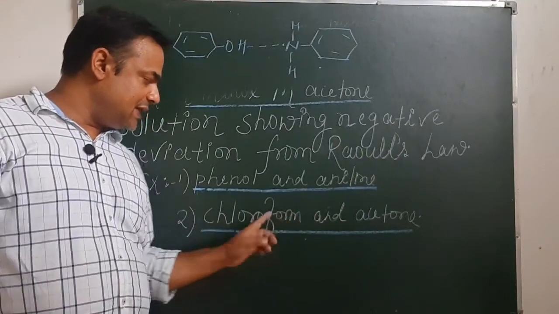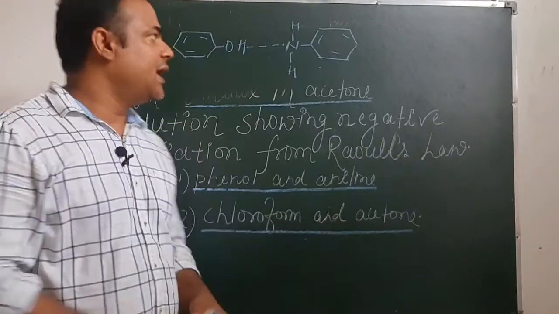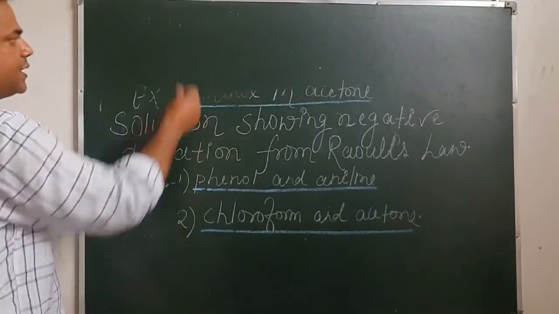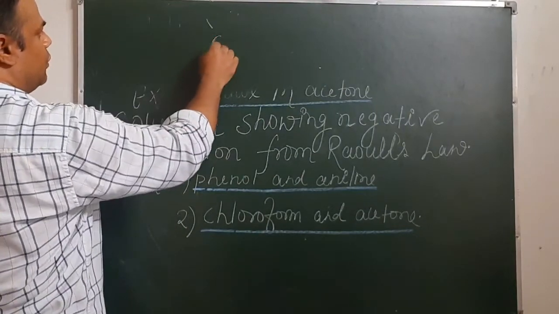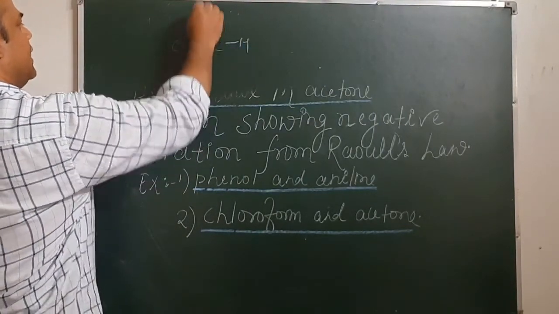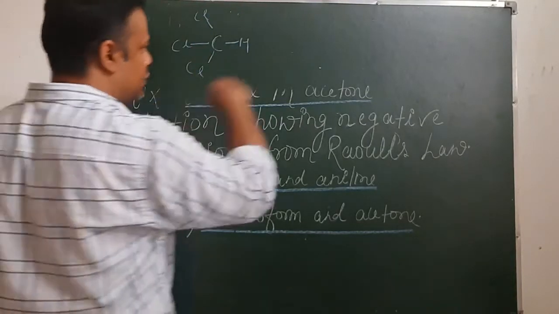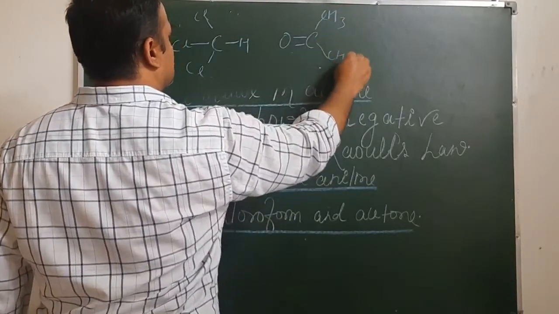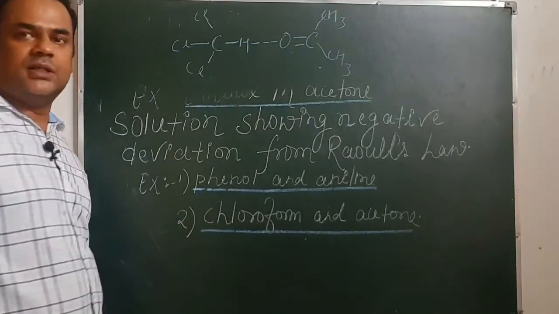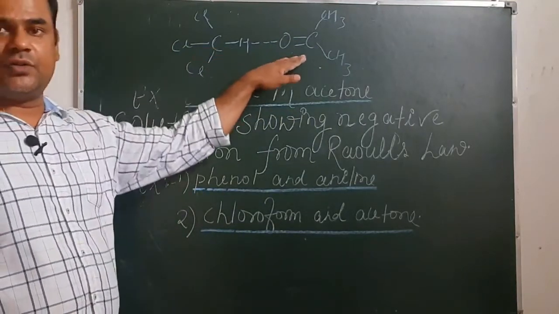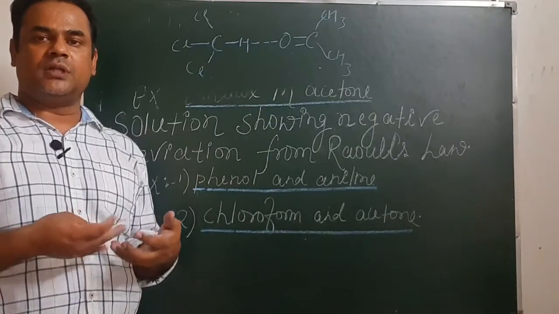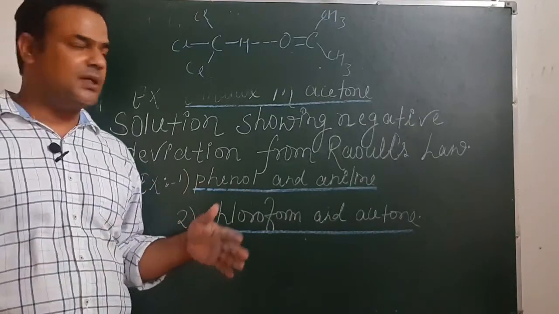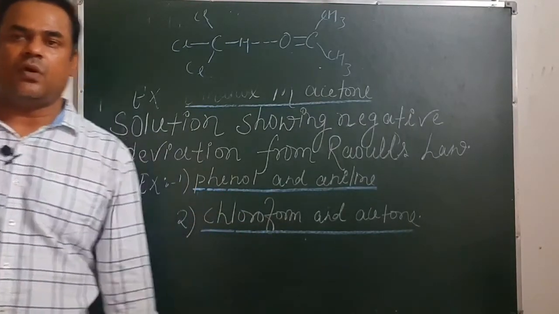But if we mix them together, then hydrogen bonding takes place between chloroform and acetone, and due to this hydrogen bonding, the intermolecular force of attraction becomes very strong. If we see chloroform, this is chloroform, hydrogen and 3 chlorine atoms, and if we see acetone, this is acetone, CO, CH3. So there is hydrogen bonding between hydrogen and oxygen. Due to this intermolecular hydrogen bonding, solute and solvent molecules are held very strongly together, and it results in decrease in vapor pressure, and this is known as negative deviation from Raoult's law.